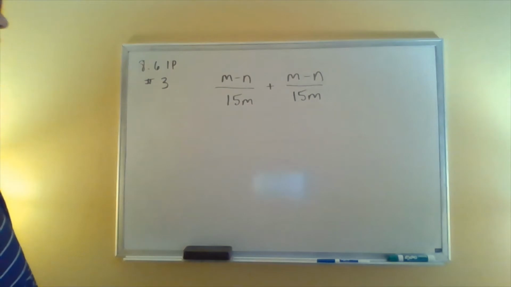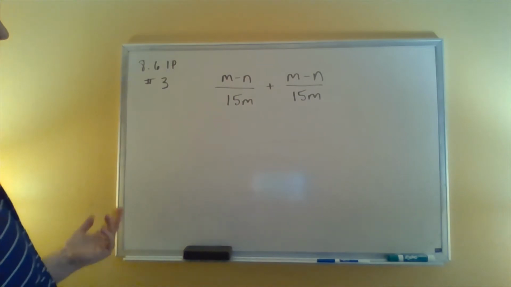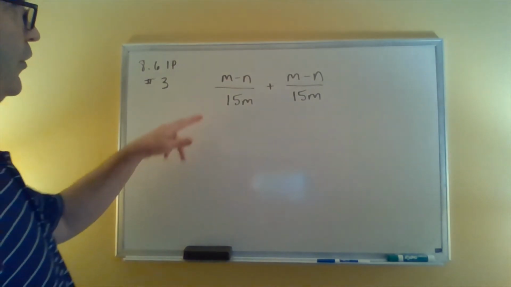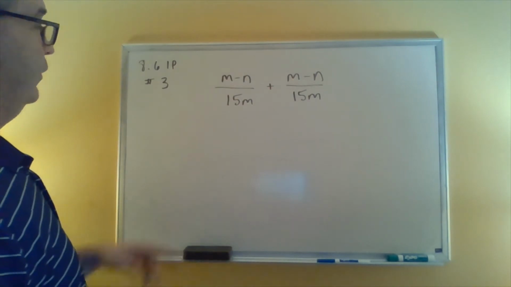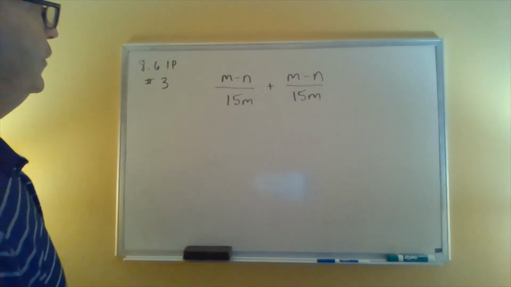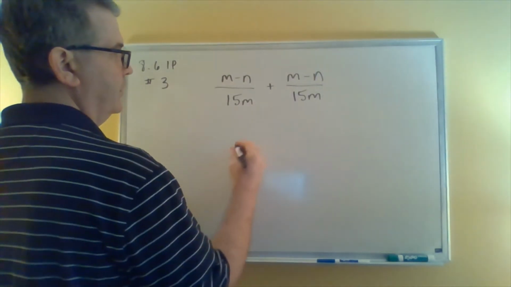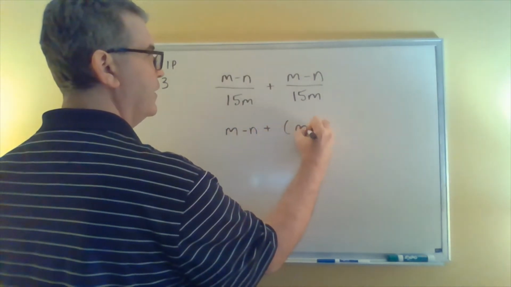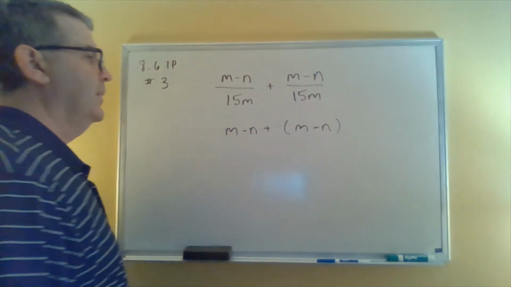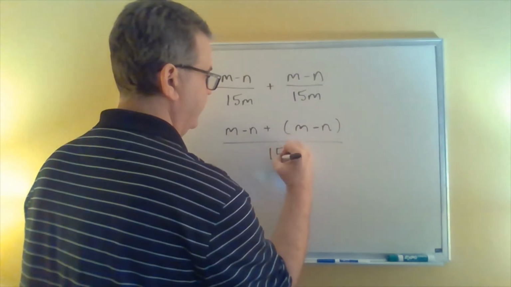Number 3, we have m minus n over 15m plus n minus n over 15m. So first step, factor each denominator completely. That's already done. Step 2, we look for a common denominator. We already have a common denominator. So now we need to combine our numerators and then keep our denominators. So we're going to have m minus n plus m minus n. That's all going to be over a common denominator of 15m.